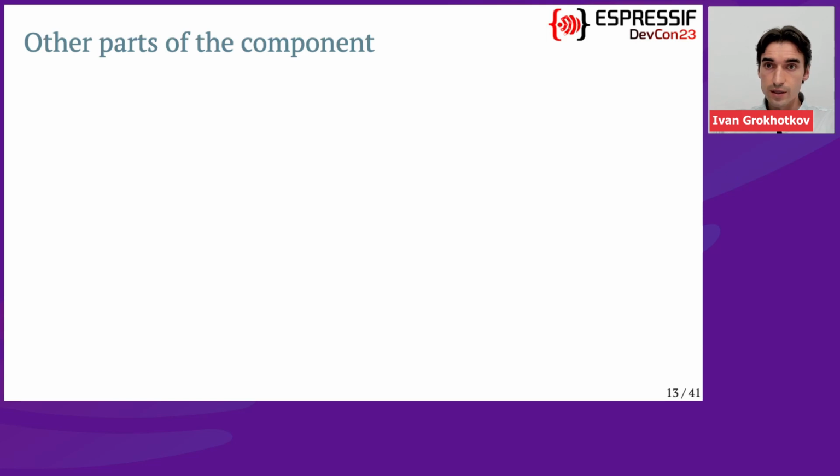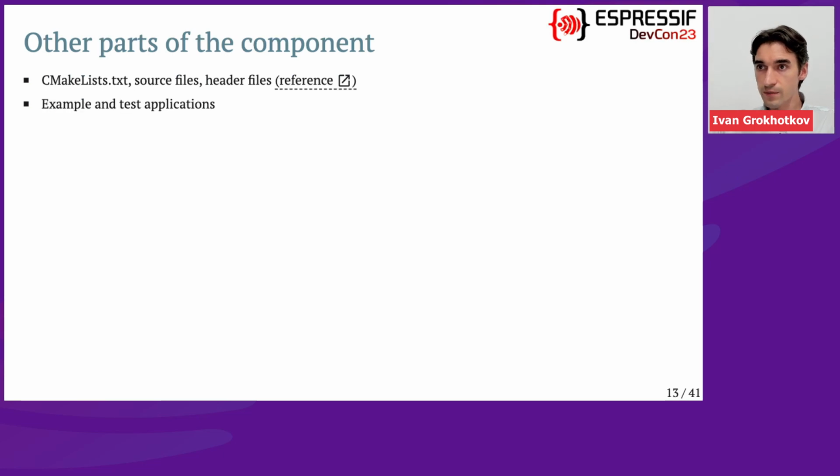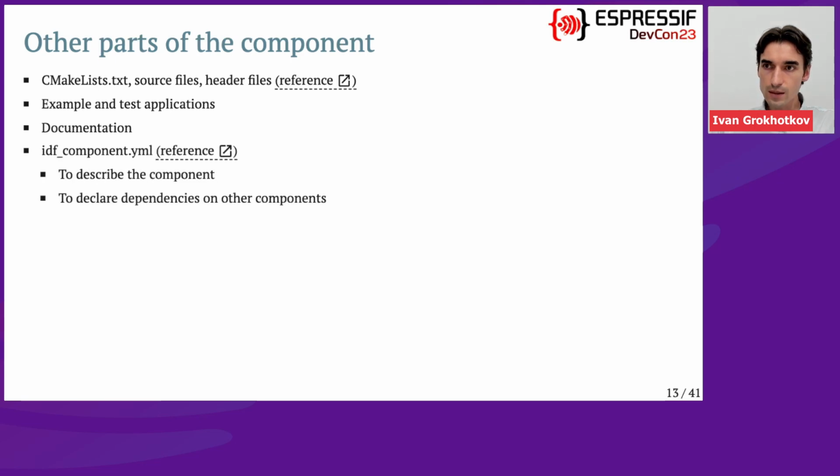Let's look at what else can be part of the component. We have already added CMakeLists, source files, and header files. We've added an example application, and we could add a test application. Documentation is something we definitely will add, and we're going to take a look at this at the end of the talk. We will have to add the IDF component YAML file to the component itself to describe what the component is and optionally declare dependencies on other components.